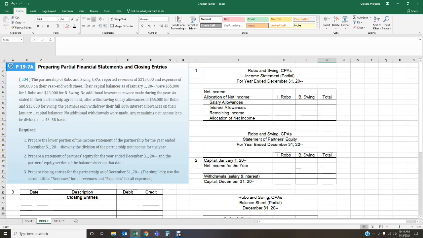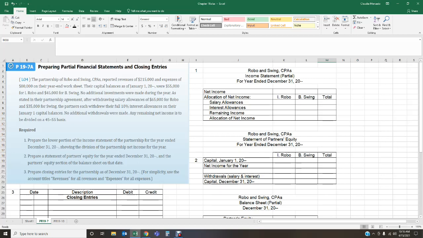Whatever was not part of the withdrawal or the interest allowance, we're going to split according to the 45-55 basis rule in this particular example. And then we can come up with the allocation of income for the two partners in the partnership.